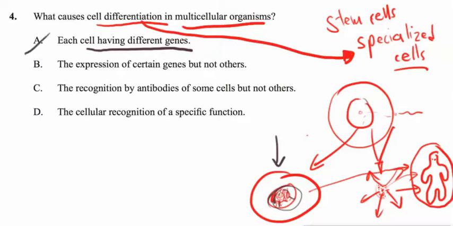So let's look at B. Oh, look, that's right. The expression of certain genes, but not others. But every cell actually has all of the genes there. Just some of them get turned off, some of them get turned on. So this one is looking pretty good.